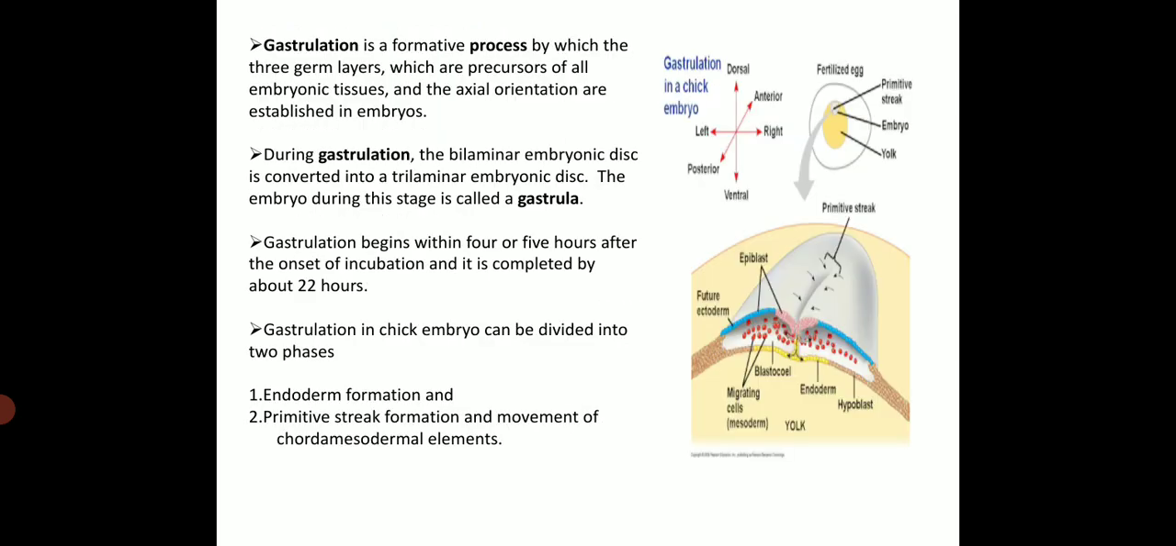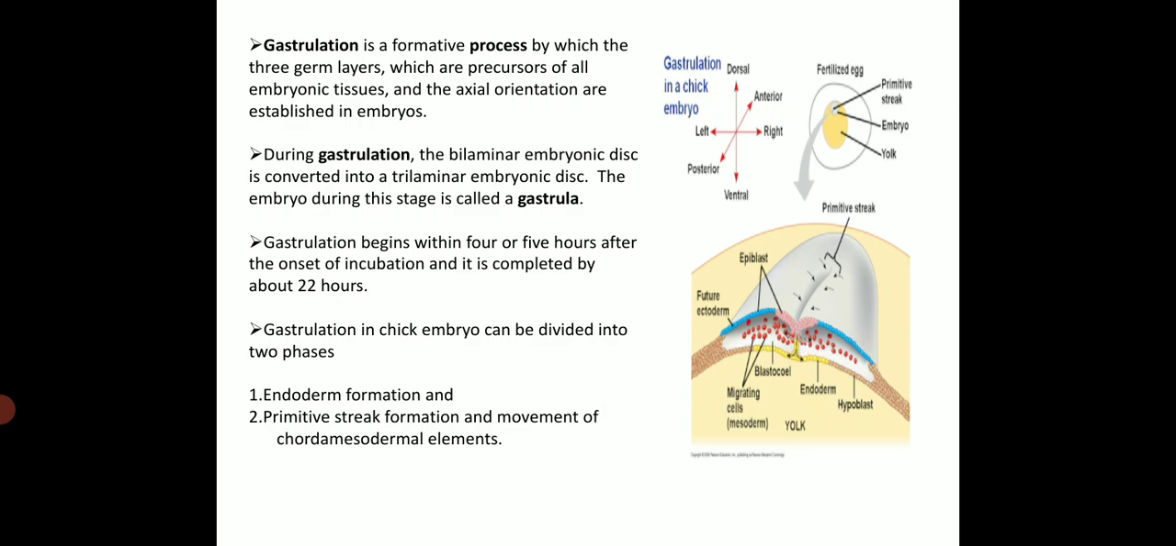So, gastrulation is a formative process by which the three germ layers, which are the precursors of many embryonic tissues, and the axial orientation are established in embryos. During gastrulation, the bilaminar embryonic disc, here you can see in the picture, is converted into a trilaminar embryonic disc. The embryo during this stage is what we call the gastrula.